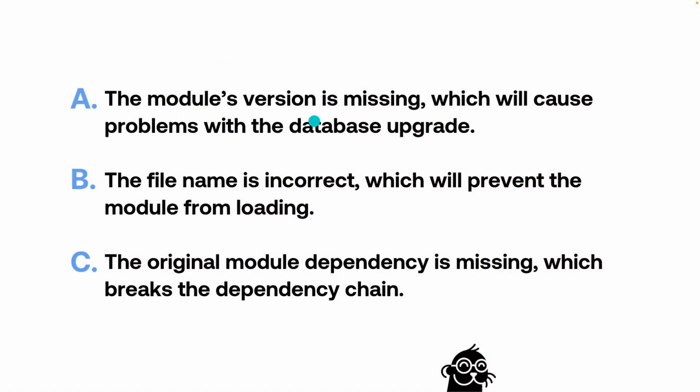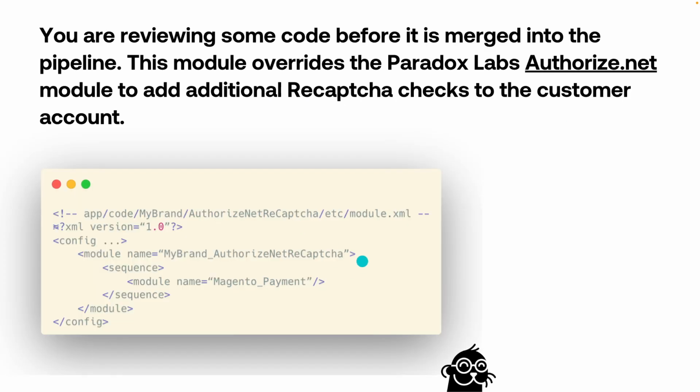A, the module's version is missing, which will cause problems with the database upgrade. Ding, ding, ding. Yes, there is no version here. Now, I would ask you a question, though. Is this necessary? Well, I would argue that using DB schema is not really necessary.